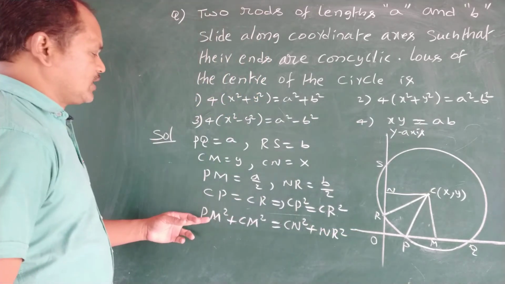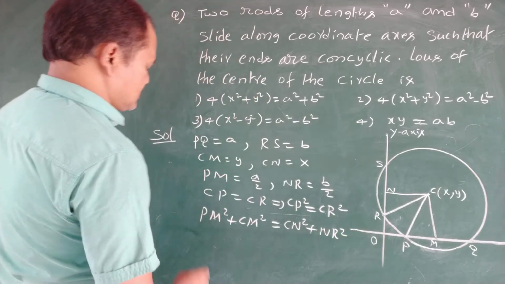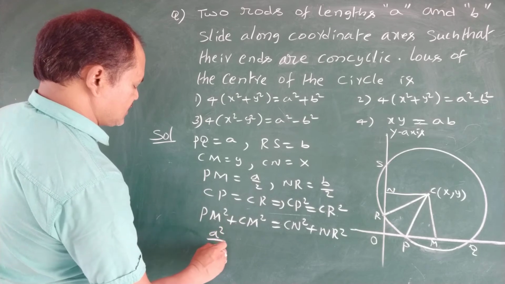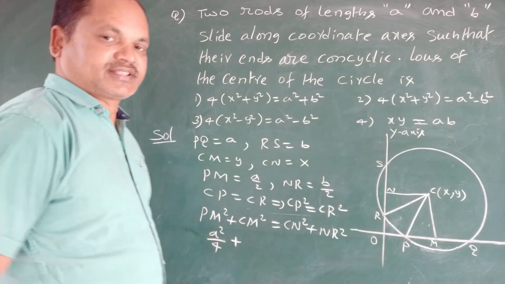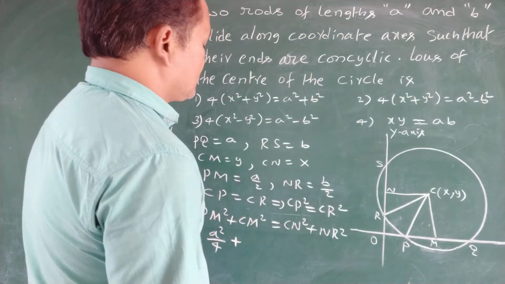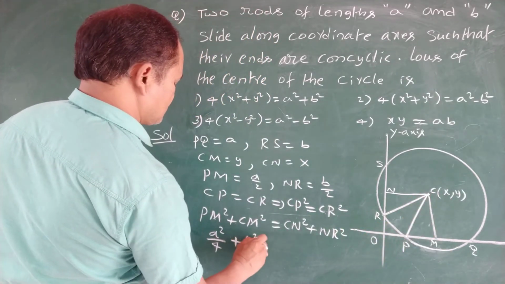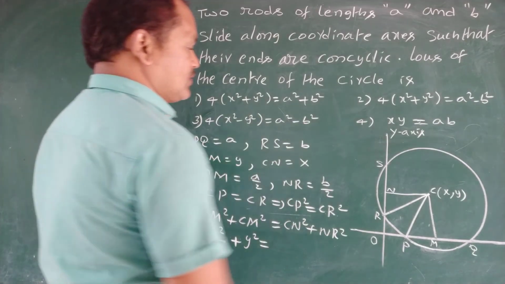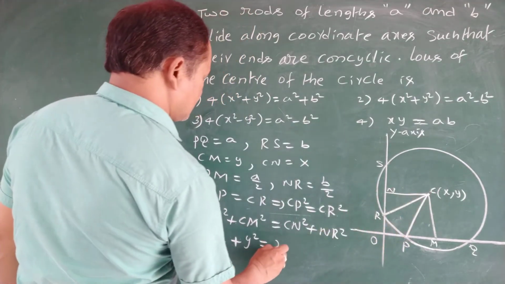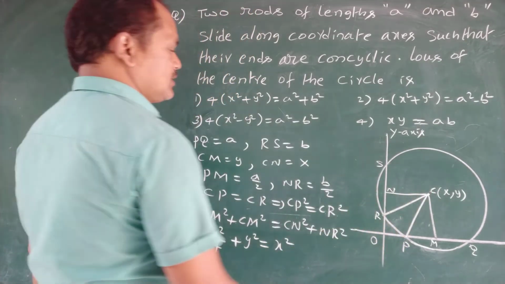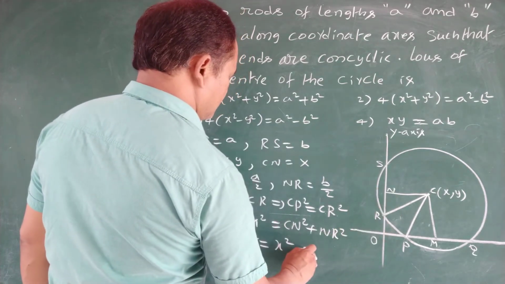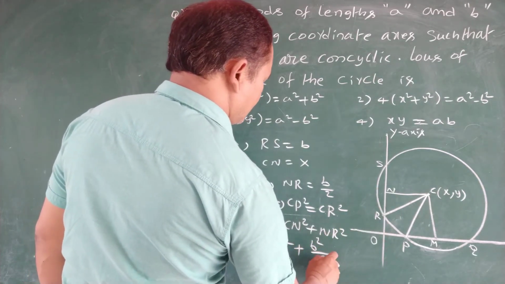Now what is PM? PM is a by 2, so its square is a square by 4, plus what is CM? CM is y, so it is y square. And what is CN? That is x, so x square. Now what is NR? That is b by 2, so b square by 4.